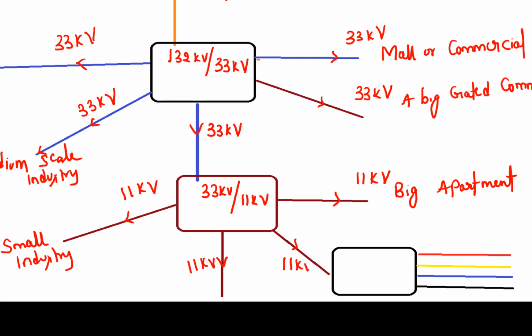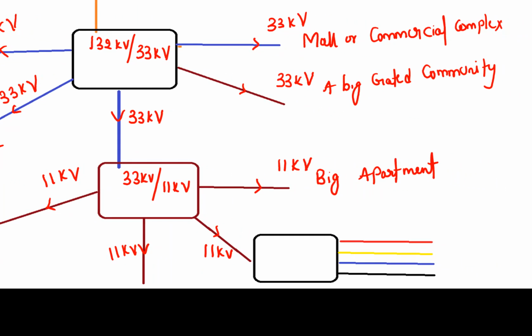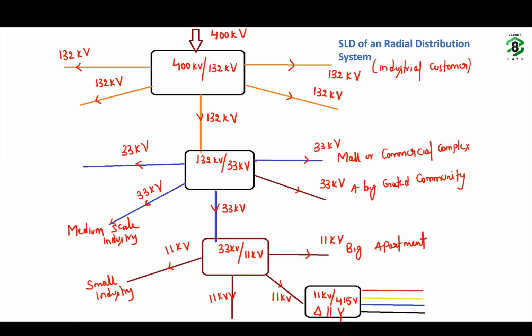Now, for the household customers, suppose this is an 11 kV feeder that is going into one street. Again, there will be a distribution transformer which steps down this 11 kV to 415 volts. So where 11 kV is a delta, 415 volt is a star. From there, the distributor goes, and to this distributor, the customers are tapping the power supply. So this is an overall single line diagram of a radial distribution system.